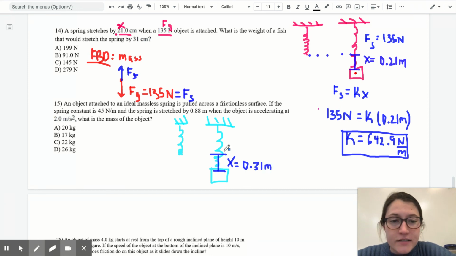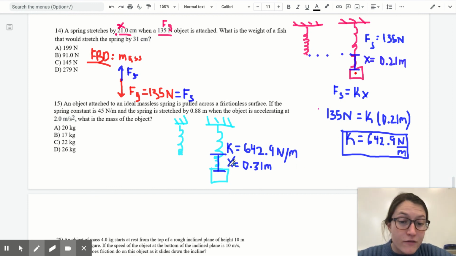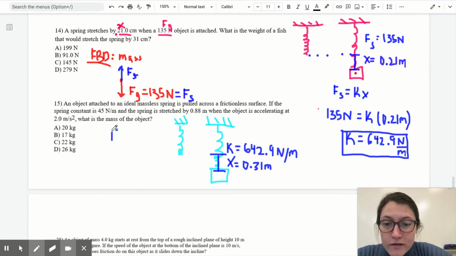The spring itself has not changed. The material has not changed. So K will not change. K will be constant. We can figure out the weight of the fish, meaning the restoring force. I keep calling it the restoring force. The spring force. Okay, another name for F sub s is the restoring force. We get to that a little bit later with harmonics. But if we have this new stretch distance and the spring constant K, we can figure out what force is required to cause that stretch using Hooke's law.